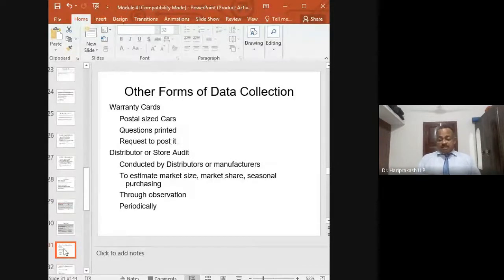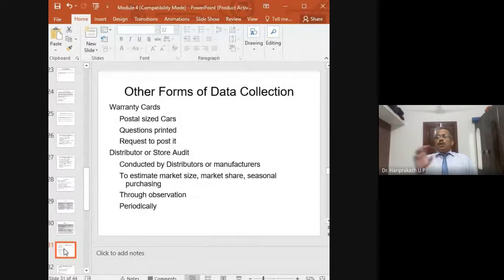So these are the studies that are done through store audits. Okay. So how they will do, they are not asking any questions of the retailer or customer. They are just studying through observation. Observation is done. What is the quantity of product? Okay. And it will be done periodically.